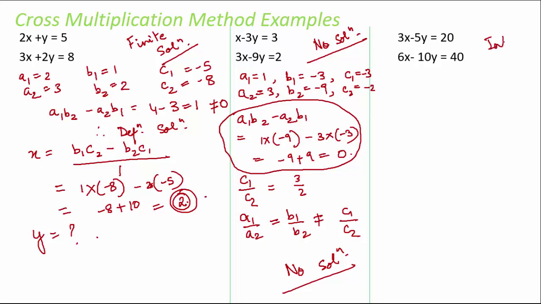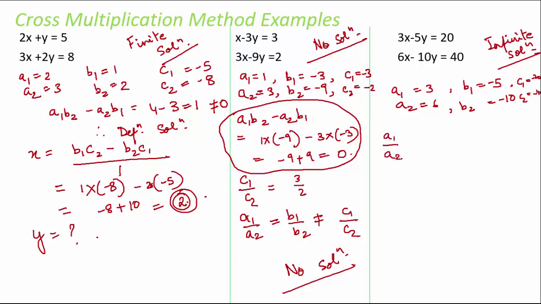Let's look at the third example, which is obviously the third scenario of infinite solutions. Right? So in this case, what do we see? We see that a1 is equal to 3, a2 is equal to 6, b1 is equal to minus 5, b2 is equal to minus 10, c1 is equal to minus 20, and c2 is equal to minus 40. Now if we look at this, we see that a1 by a2 is equal to 1 by 2, which is also equal to b1 by b2, which is also equal to c1 by c2. So all of these are equal. Therefore this is a scenario of infinite solutions.